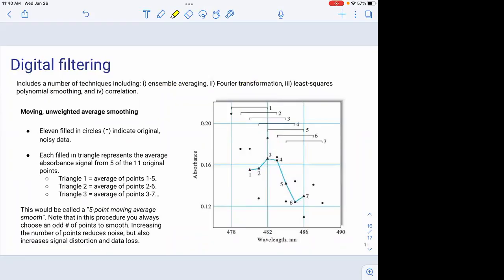So the first one I'm going to talk about is the moving unweighted average. I want you to consider the plot on the right. There are 11 filled in circles that indicate original and noisy data. So if I fill them in, I'm just going to connect some dots here. Okay, here's the original data for this data set.